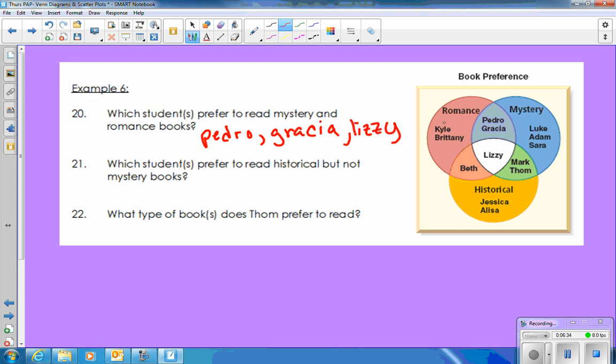Which students prefer to read historical but not mystery? So we want everything inside this historical circle except for mystery. So that's Beth, Jessica, and Alyssa. What types of book does Tom prefer? Tom is in this circle, so he likes mystery and historical.